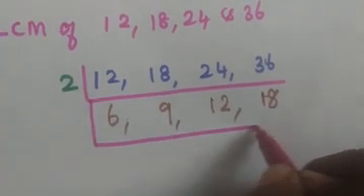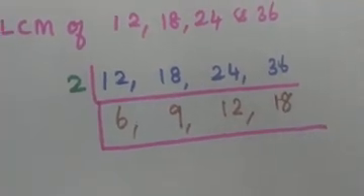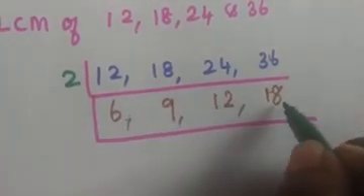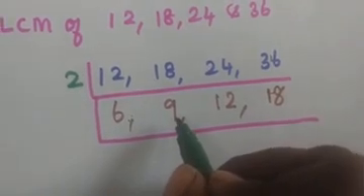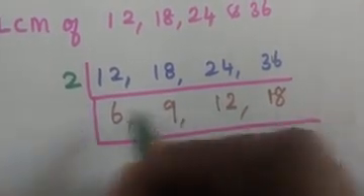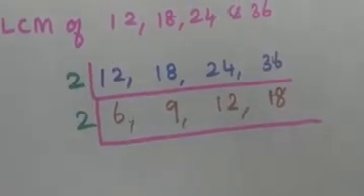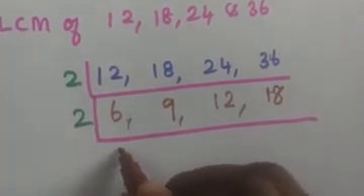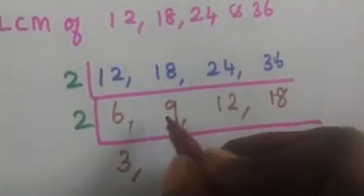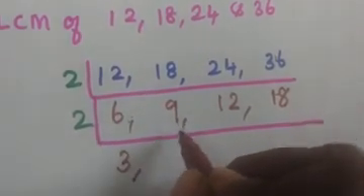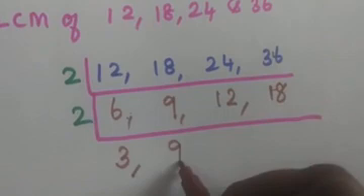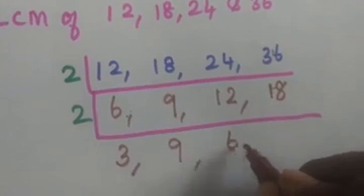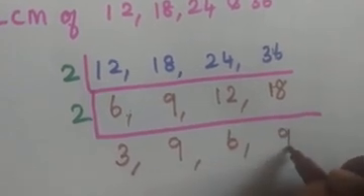Now, which one is common? 12, 18, 24 are even numbers, only 9 is odd number, isn't it? So we can go with 2 table. Okay, now 2 table. In 2 table when you get 6, 2 3s are 6, and you should not divide this 9 because it is not common, we can't divide. So write the 9 as it is. Now go to the next number 12. 2 6s are 12. Then here 2 9s are 18.